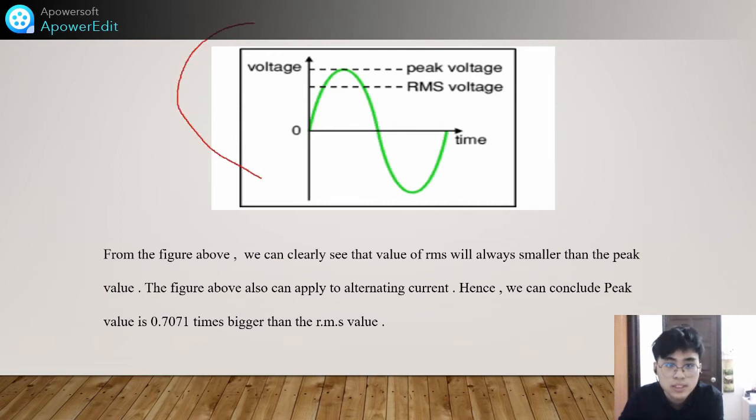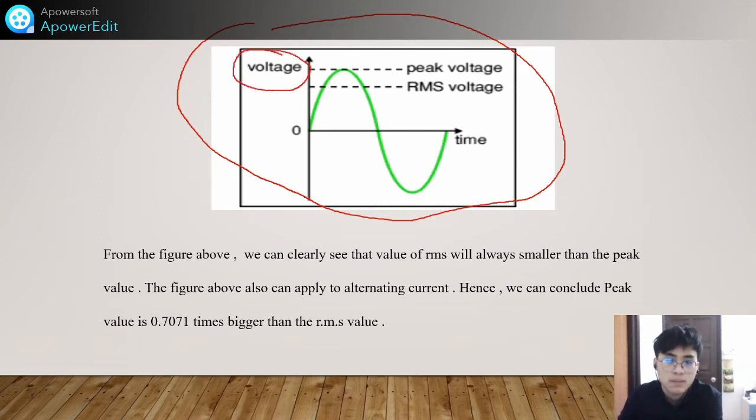So this is the graph that shows us the difference between the peak value and RMS value. From the figure above, we can clearly see that the RMS value will always be smaller than the peak value. The figure above can also apply to alternating current, although you can see this is a voltage. Hence, we can conclude that the RMS value is 0.7071 times the peak value.